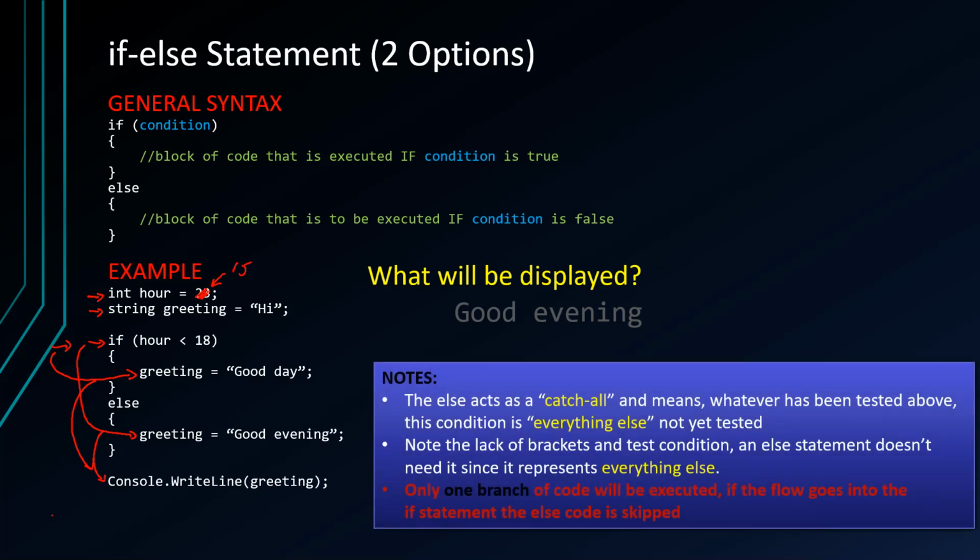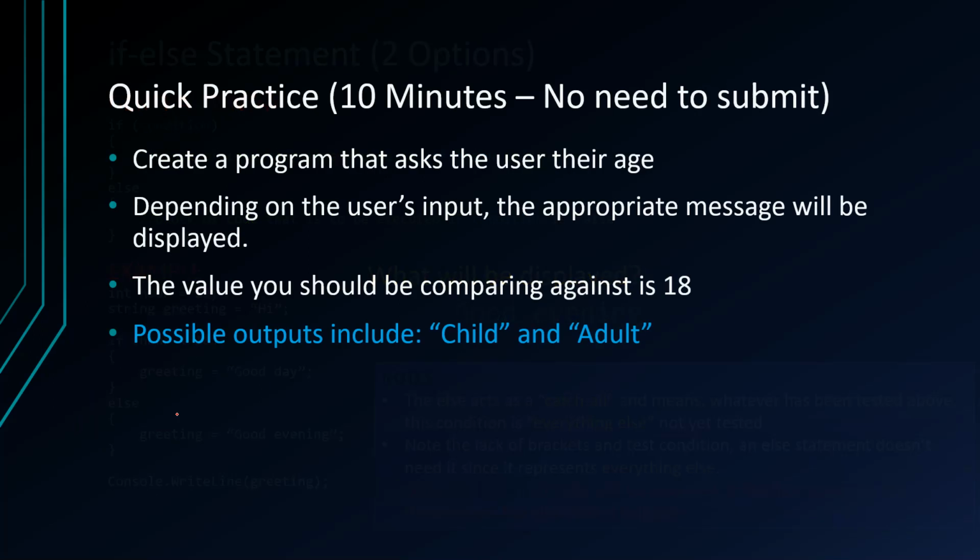So a few notes to keep in mind here. Number one, the else is kind of like a catch-all. It's like a safety net, which means whatever has been tested above, this condition is everything else that's not yet tested. What I do want you to notice is that there's no brackets here. We're not actually comparing anything. We don't need to because it means everything else. There's no point in it. And the final point was one I already made. Only one branch of code will be executed. If the flow goes into the if statement, the else code is skipped. If it doesn't go into the if statement, the else code is forced. That's it. So that's the idea of simple selection.